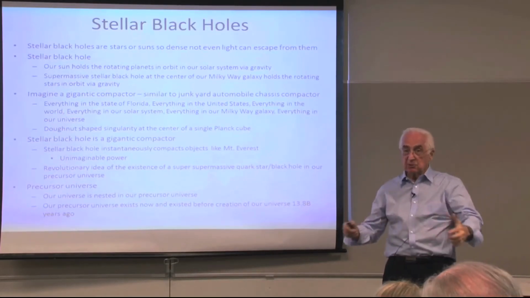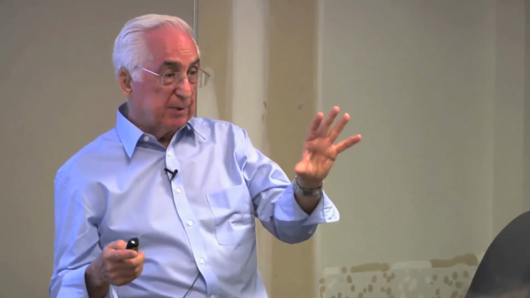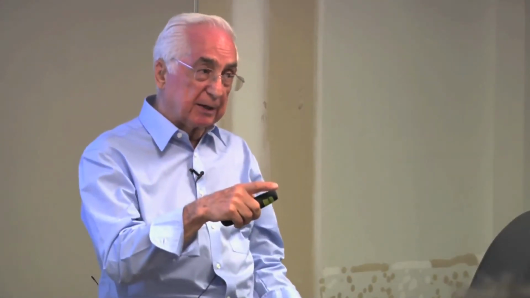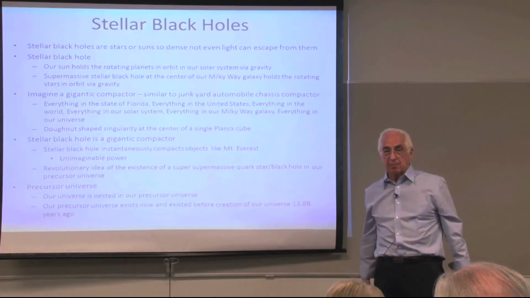We'll put them into this gigantic compactor and squeeze everything down. Then we'll take everything in our Milky Way galaxy. Each of 100 billion stars has its own set of planets. Each planet has its own set of satellites. Each solar system has a set of comets and asteroids. We'll take everything in the Milky Way galaxy and put it into this compactor.